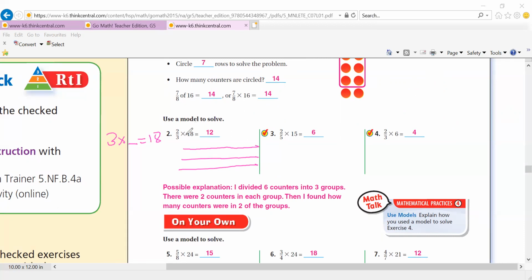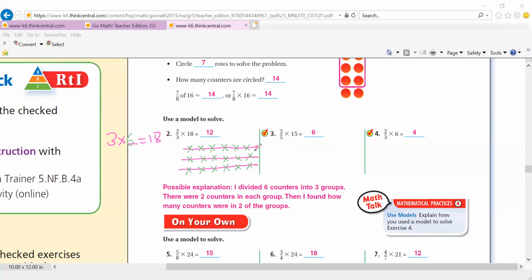You have 18, 3 times 6. So this 6, either I will draw 6, 1, 2, 3, 4. So 6 in every row, 3 times. Yes, 1, 2, 3, 4. So it's basically kind of like dividing.